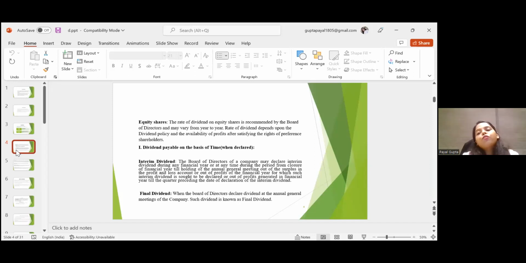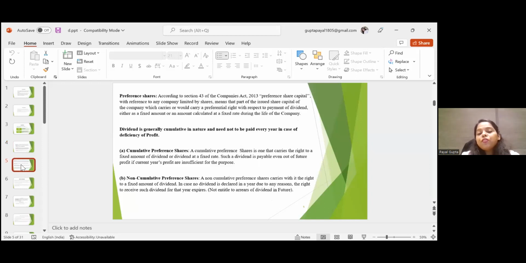Why does a company want to give an interim dividend? Because the company feels that they have earned enough profit for this quarter and they believe that they are going to earn profit in the upcoming quarters. That's why they want to pay the interim dividend. Final dividend: the board usually declares dividend at the AGM and such dividend is called final dividend.